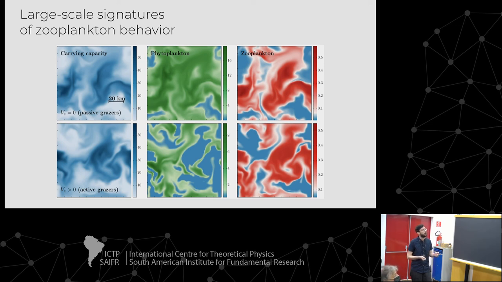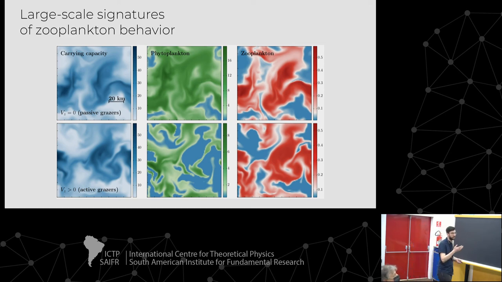The bloom becomes more fragmented, okay? We see that, and more importantly, the edges are very sharp, right? So the edges here are much more smooth, and here the edges are very, very sharp.